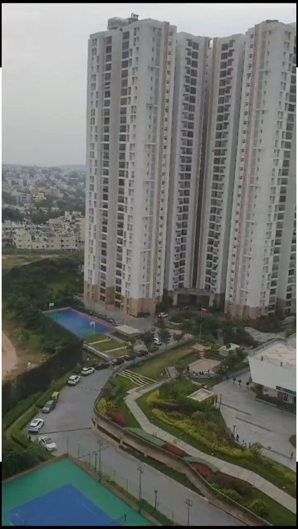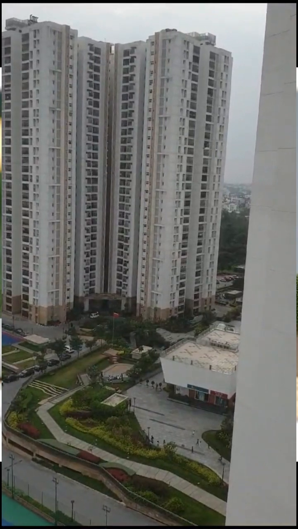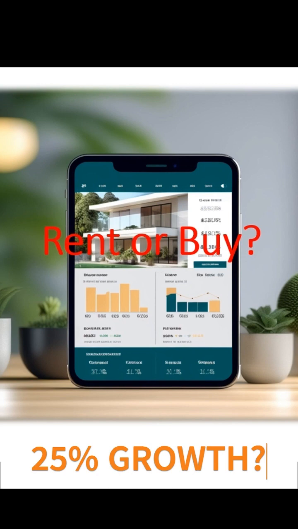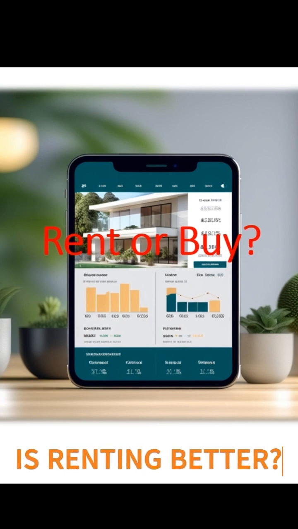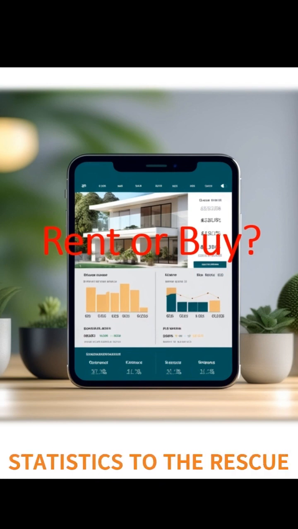I stay at one of the most prime properties in Bangalore, and as you can see around me, this place is quite nice. However, the rental rates at this location have been skyrocketing, to the tune of 25% CAGR. The growth seems to be phenomenal. This has put my conventional wisdom that renting is always better than buying in doubt. So I thought statistics can help with this dilemma.